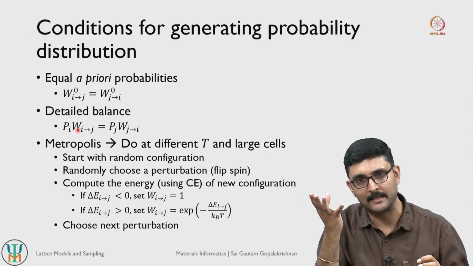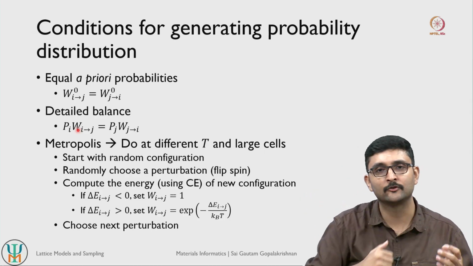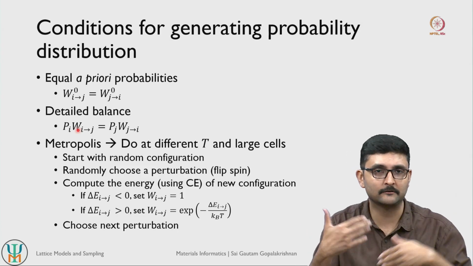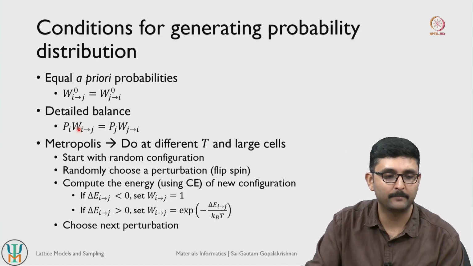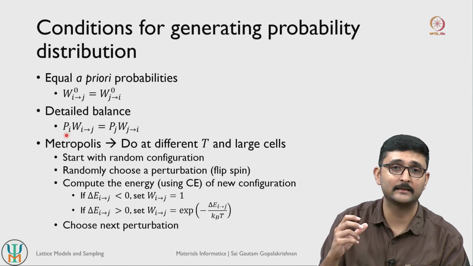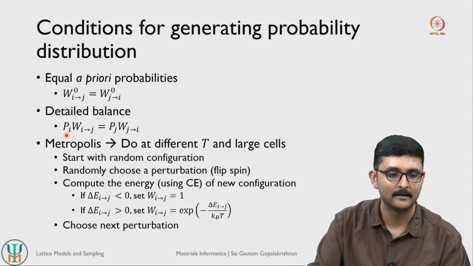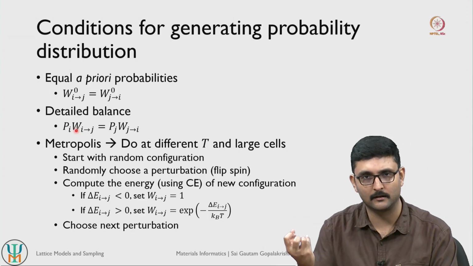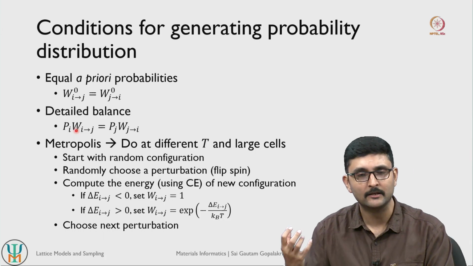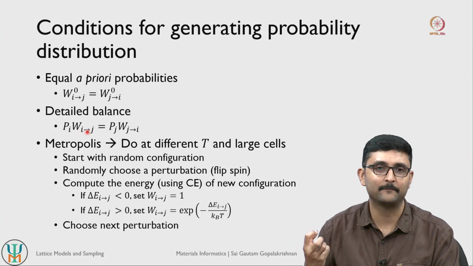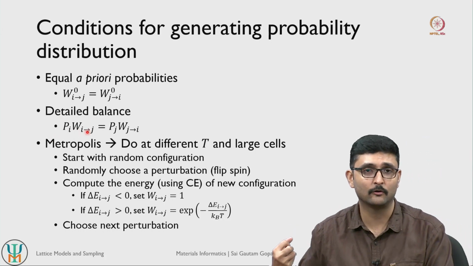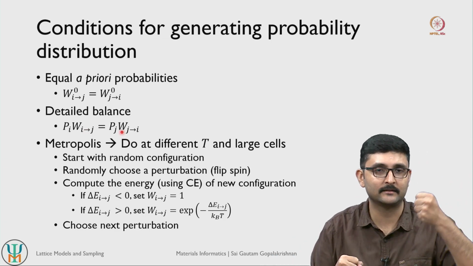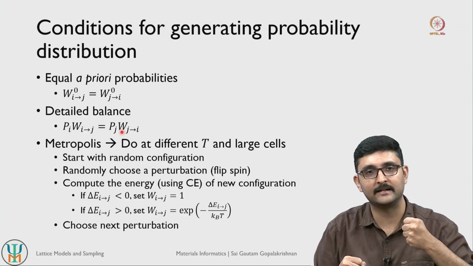So the probability of transitioning from state i to state j should be the same as the probability of transitioning from state j to state i, right. So that is what detailed balance basically means. P_i refers to the probability that the system actually stays in state i, and W_i→j refers to the probability of going from state i to state j. So P_i times W_i→j represents the net rate at which the system can go from i to j, and the same thing from j to i.